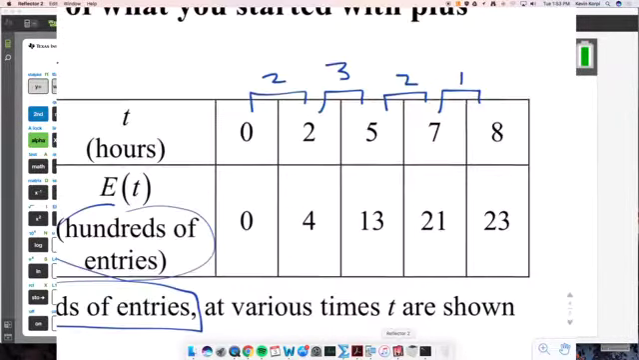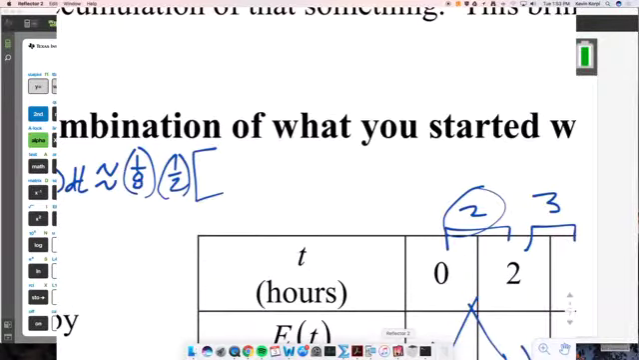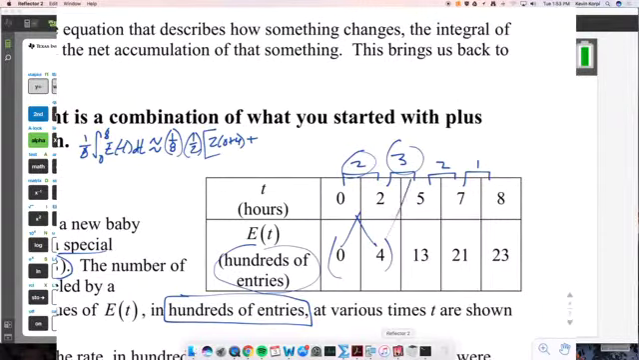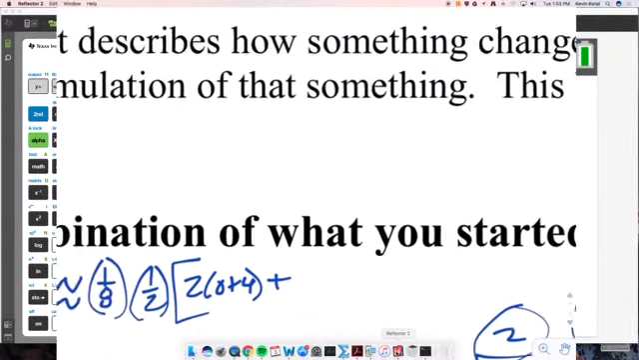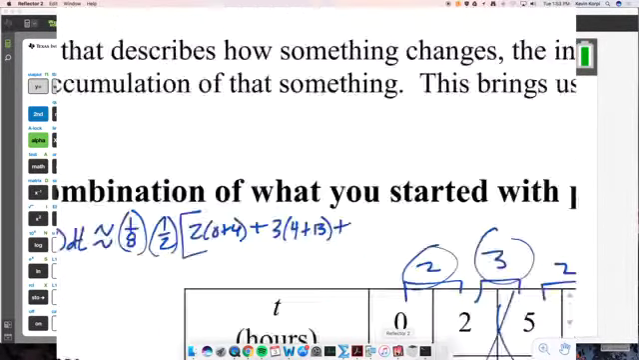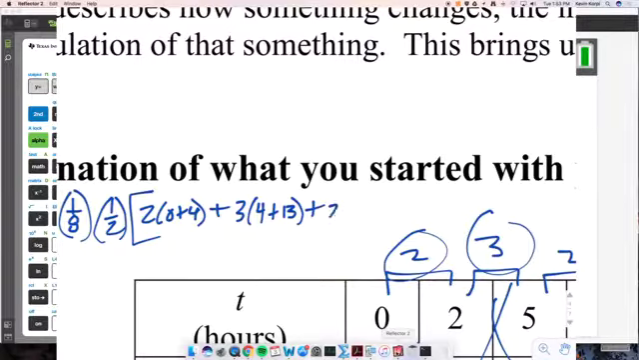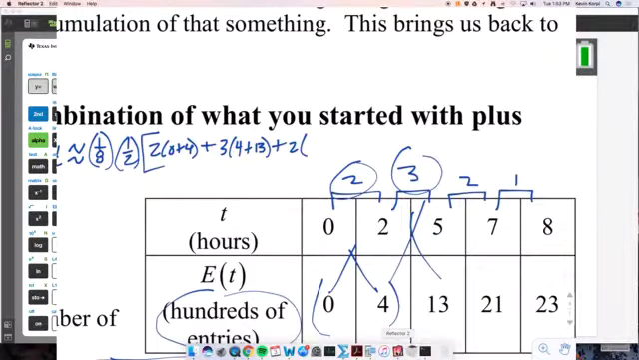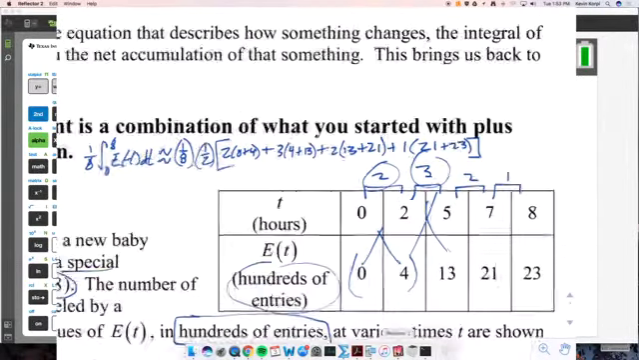So what we're going to do is take the first width of 2, and multiply it by the sum of the 2 values on either side. So 2, the width, times 0 plus 4, plus the next width of 3 times the 2 y values flanking it, 4 plus 13, plus the next width of 2 times the 2 y values flanking it, which are 13 and 21, so 13 plus 21. And then the last width of 1 times the 2 values, 21 plus 23. Close it, and we're done.